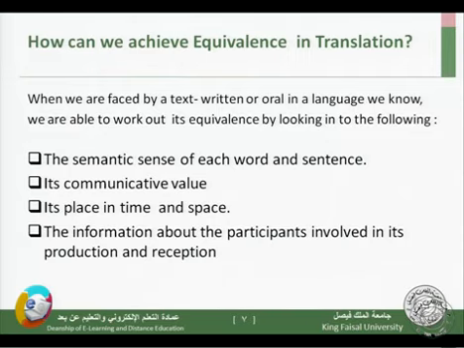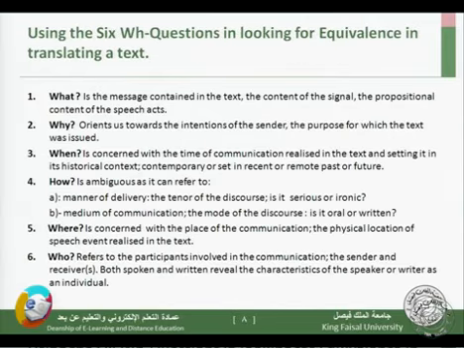And number four, the information about the participants involved in its production and reception. Don't worry about this. The second slide will explain all this in more detail. But these are the points you need to look at if you want to work out the equivalence of any text you want to translate from one language into another. Now, this is very important.